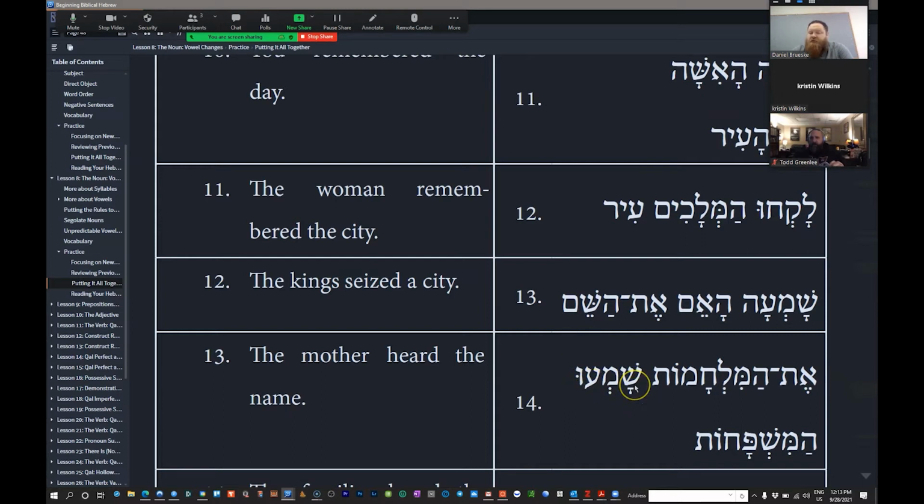So if I take off the shureq, if I take off the suffix, what am I left with? Do I have 3 Hebrew letters then? I do, okay? Are these 3 Hebrew letters a real actual root for a Hebrew verb? Shin, mem, ayin.